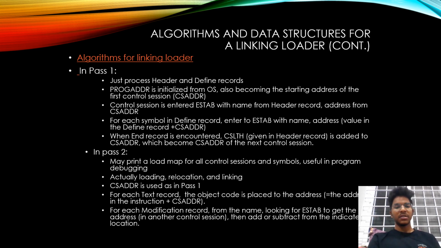In pass 1, just process the header and define records. PROGADDR is initialized from the OS, also becoming the starting address of the first control section. The control section is entered into ESTAB with the name and the header record address as CSADDR. For each symbol in the define record, enter it into ESTAB with the name and address value from the define record. When the end record is encountered, CSLTH is added to CSADDR, which becomes CSADDR for the next control section.